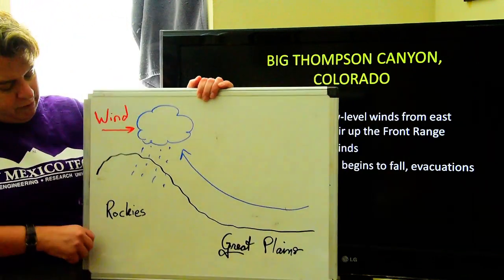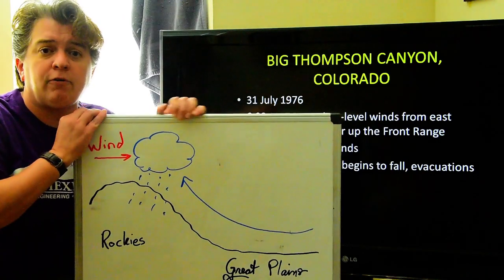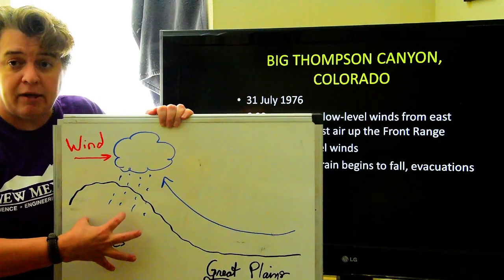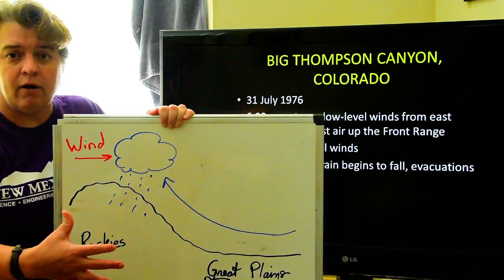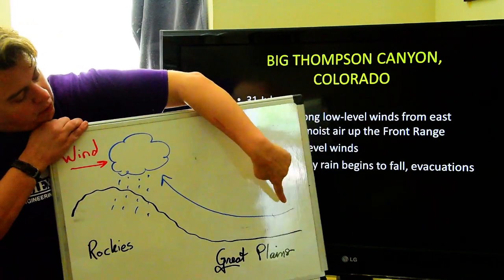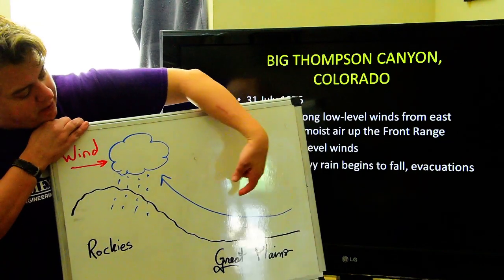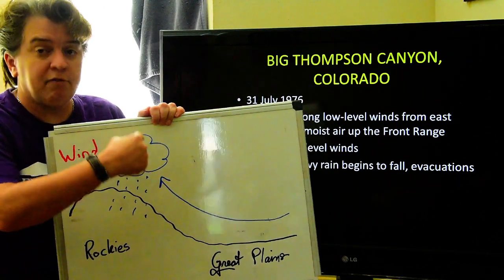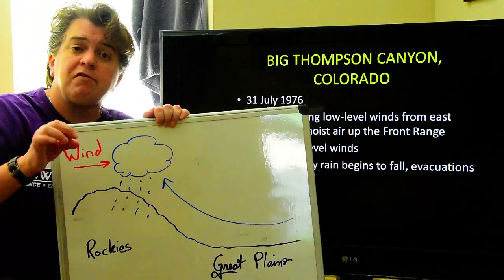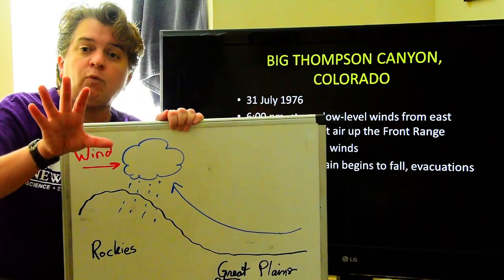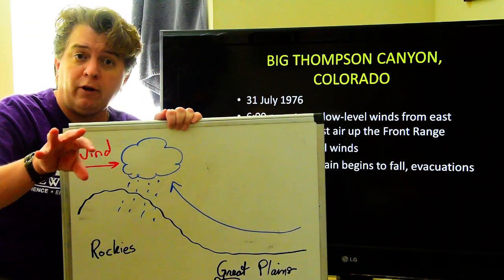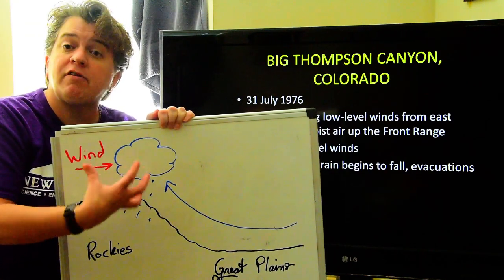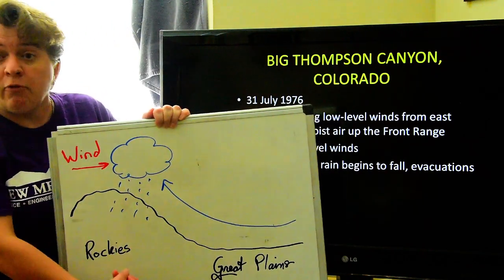Now, here's what was going on, and this is what happens at the Front Range. The Front Range is where the Great Plains and the Rocky Mountains meet. Typically in this part of Colorado, you have low-level winds blowing from the east. They hit the Rocky Mountains, and the air is forced to rise. Remember that rule I said about when air rises, it cools. And when air cools, it can't hold its humidity anymore, and so you start getting rain.